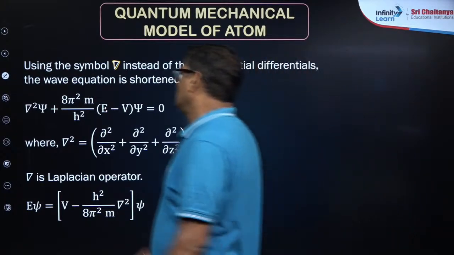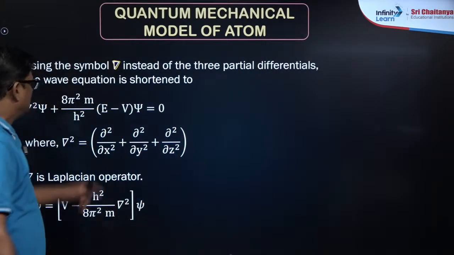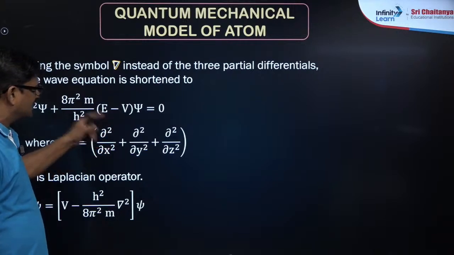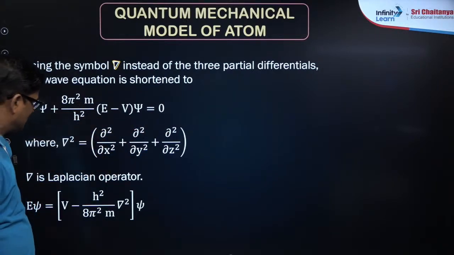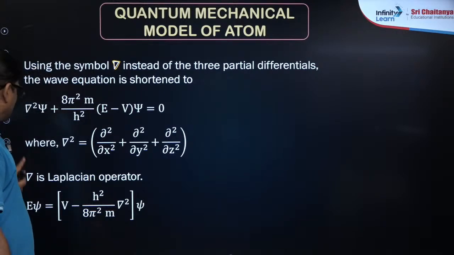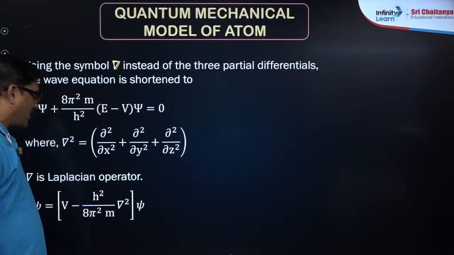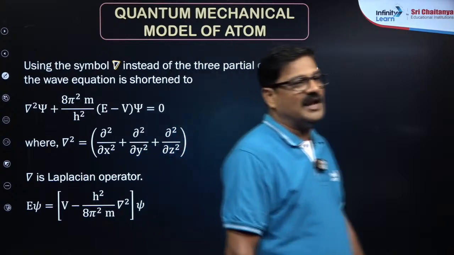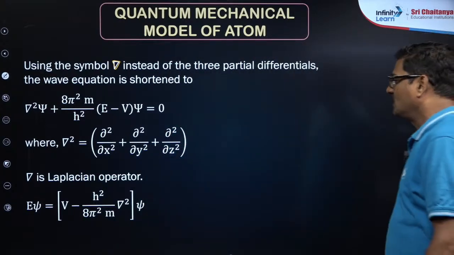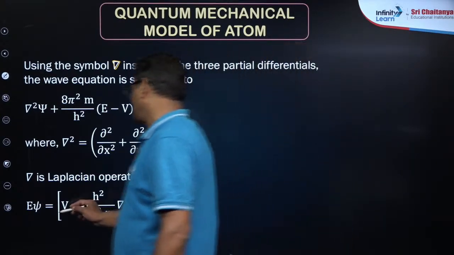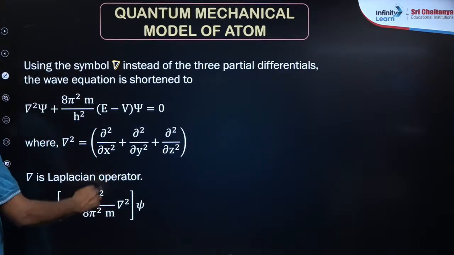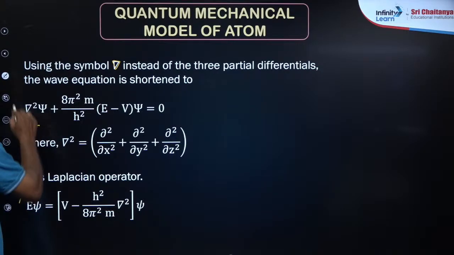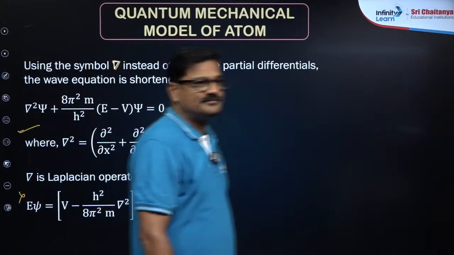So where delta square is equal to this for x axis operator, y axis operator, z axis operator, partial differentials. Of course यहाँ पर this delta is otherwise called Laplacian operator, okay, ये Laplacian operator बोलते हैं. So you can also say E psi is equal to V minus h square by 8 pi square m del square of psi. So this is not required, this is required, and this is required, okay.